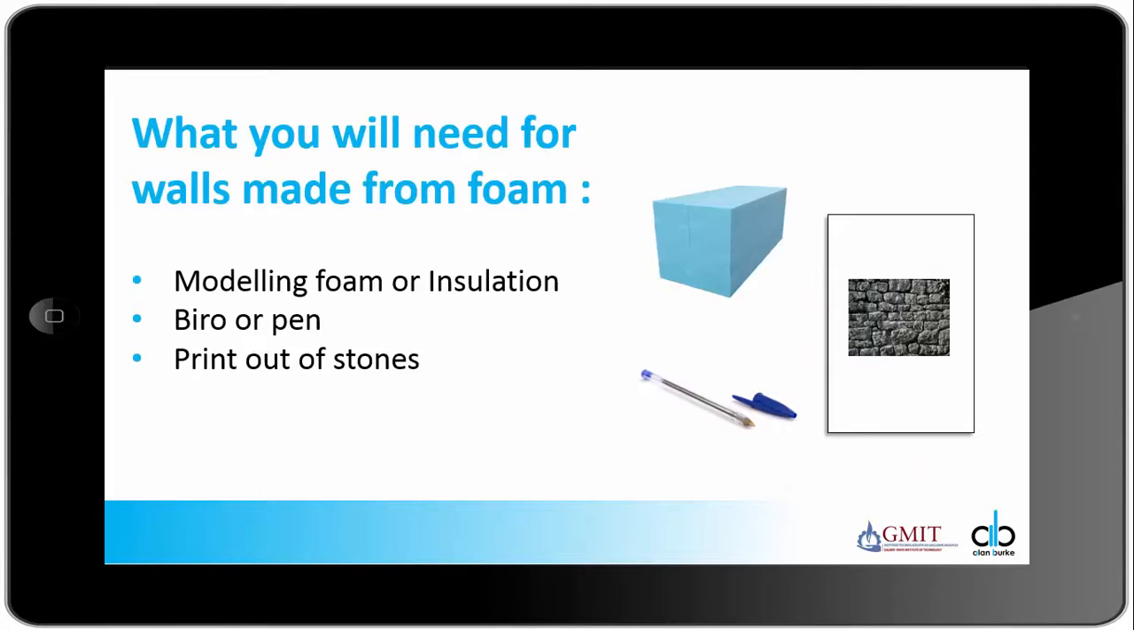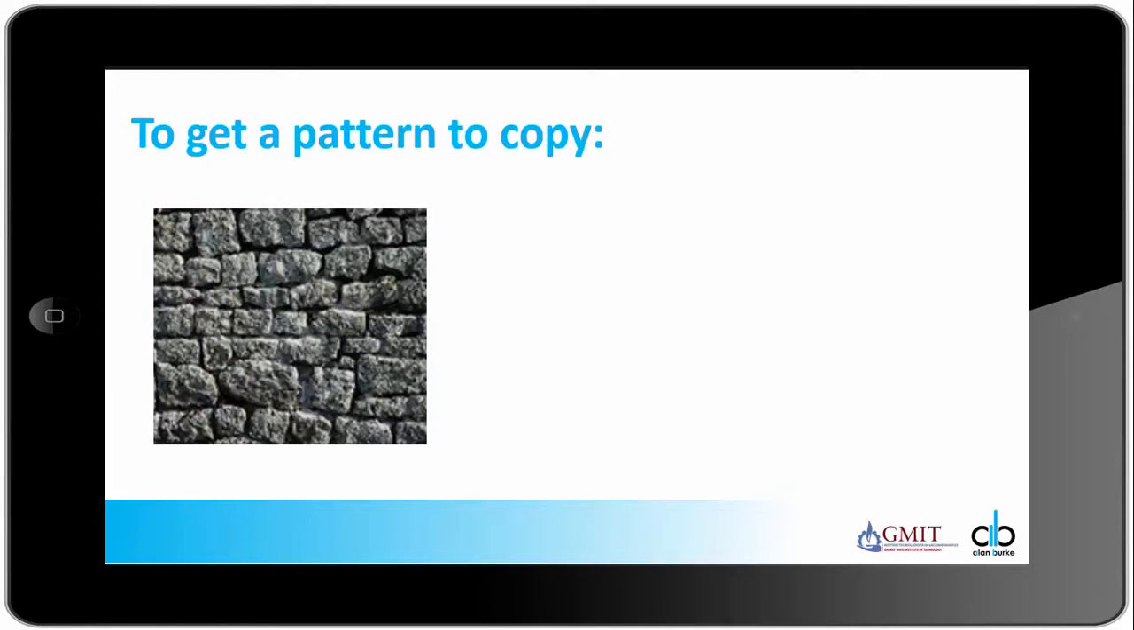What you will need to model walls from foam is some old modeling foam or old insulation, a biro or a pen, and a printout of the stones. To get the printout of the stones, you first need to get a picture of the stonework you wish to copy. This can be got by taking a picture with your camera or getting an image from Google Images. You then insert this photograph into a Microsoft Word or PowerPoint document.